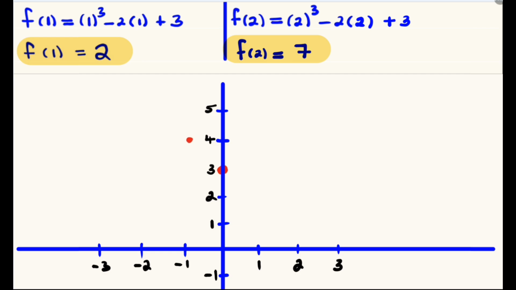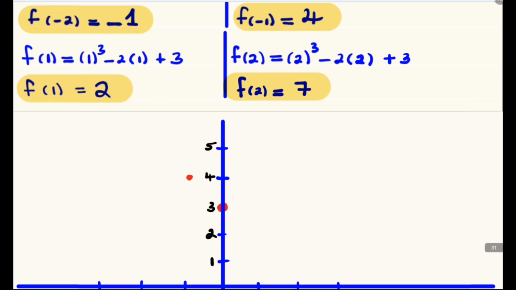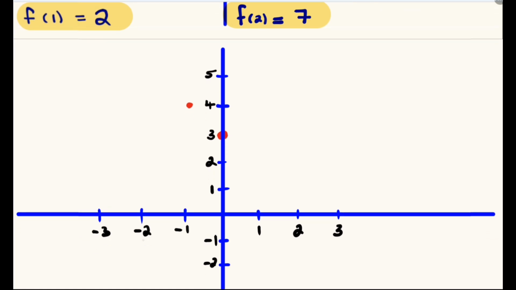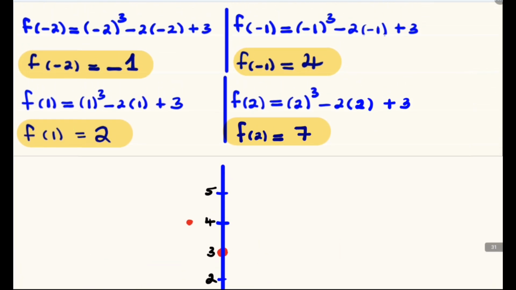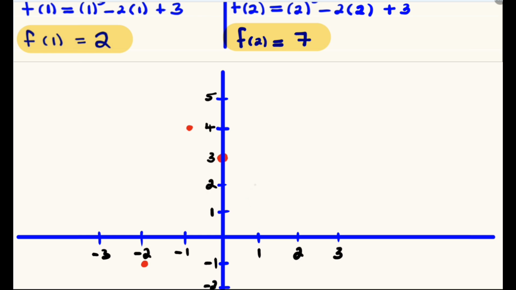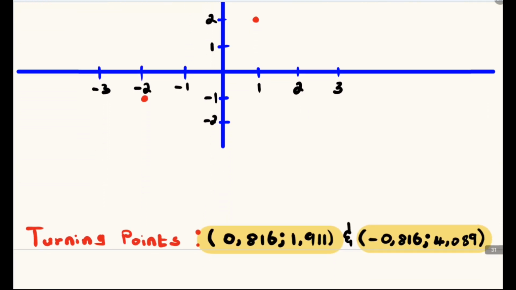So we have -1 and 4. And when x is equal to -2, y is equal to -1. So we have that -1. And when x is equal to +1, we have +2. We have 1 and 2. And when x is equal to 2, y is 7. Our 7 will be up there. So somewhere up, we have our coordinate 7.